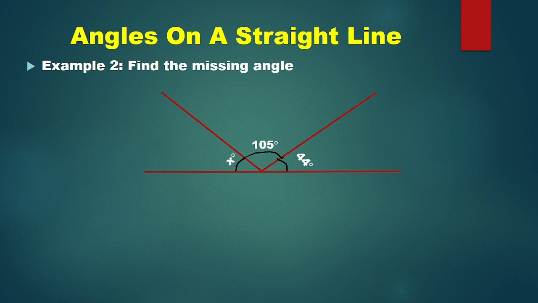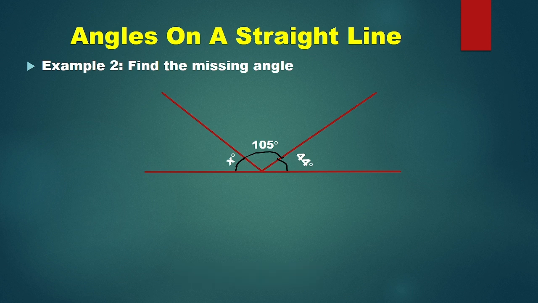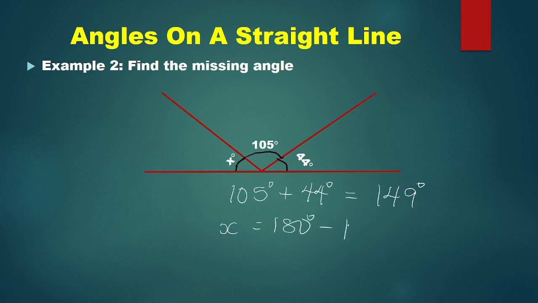Let's take another example. Here, we have three angles on a straight line: 105 degrees, 44 degrees, and x. Now, for us to find the missing angle, first, we need to add up the angles that we have already been given. That is 105 degrees plus 44 degrees, which is simply 149 degrees. Then subtract this from 180 degrees. That is, x will simply be equal to 180 degrees minus 149 degrees, and that will simply be 31 degrees. So x is 31 degrees.